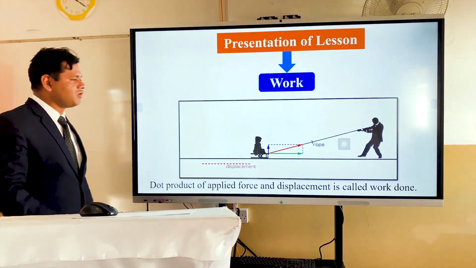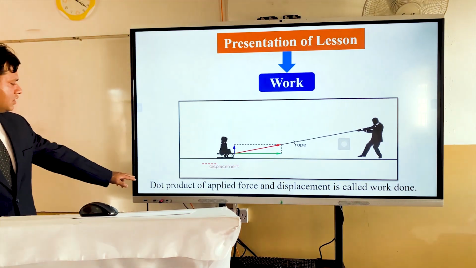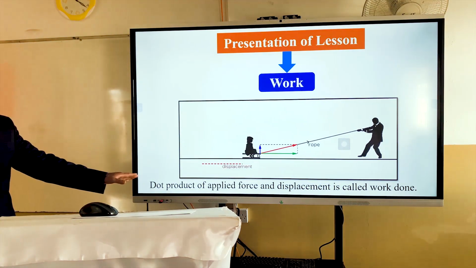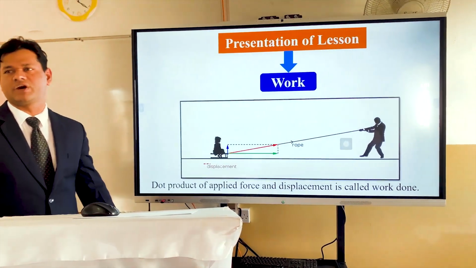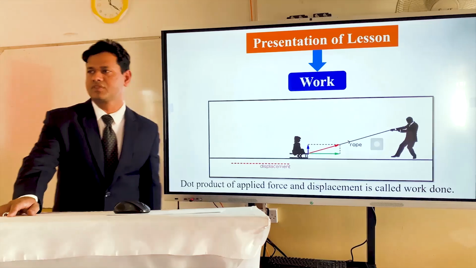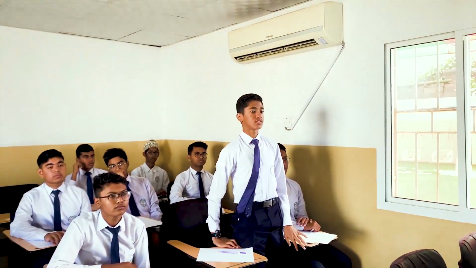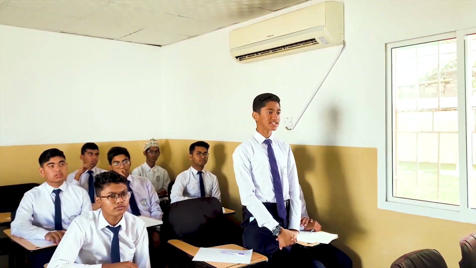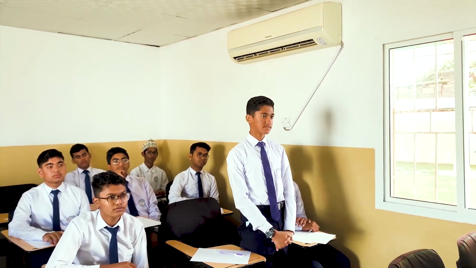So dear students, what will be the definition of work done? Simply you can say the product of force and displacement is called work done. So what is called work done? Product of force and displacement is called work done. Okay.